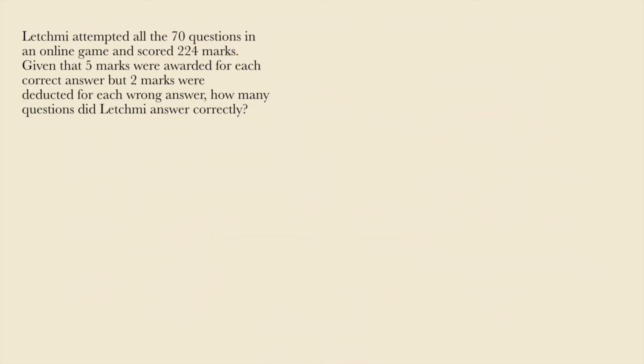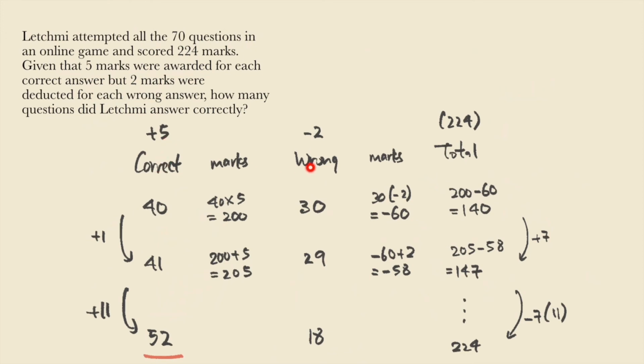Lakshmi attempted all 70 questions in an online game and scored this number of points. 5 marks for each correct answer, 2 marks deducted for each wrong answer. How many did she get correct? So here we're going to draw the table. Correct plus 5, wrong minus 2. Total questions 70, so I'm going to guess 40 and 30.